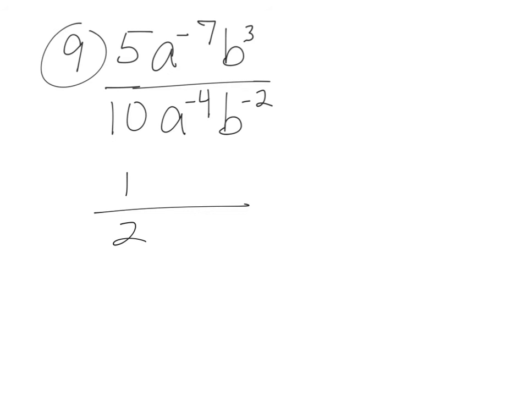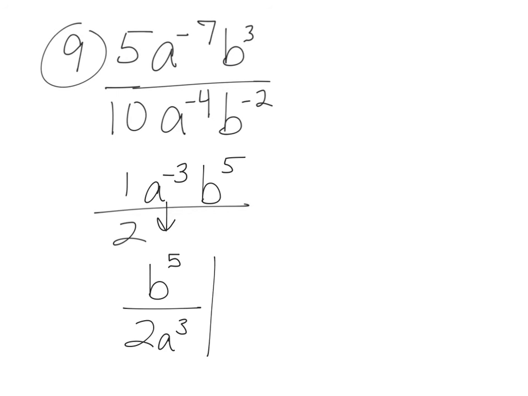There are a couple ways you can do it. But if I take -7 minus -4, that's -7 plus 4, which gives me -3. So I get a to the -3. And then 3 minus -2 is 3 plus 2, which is b to the 5th. But I can't have that negative there, so it's going to go to the bottom. So my answer is going to be b to the 5th divided by 2, a to the 3rd.